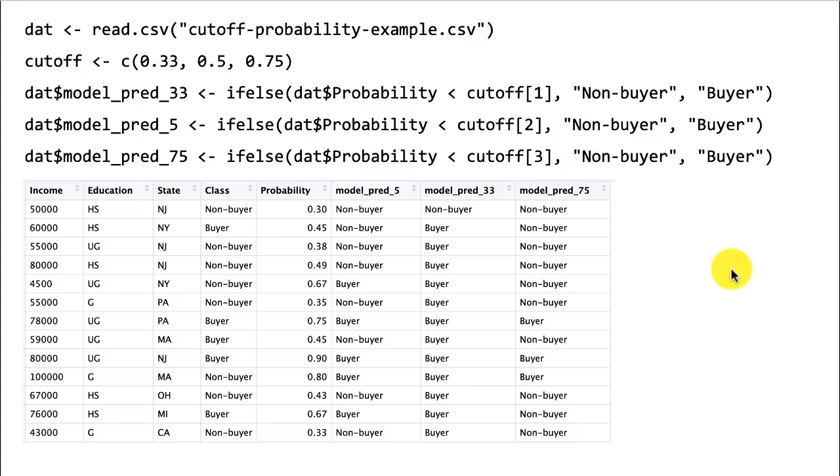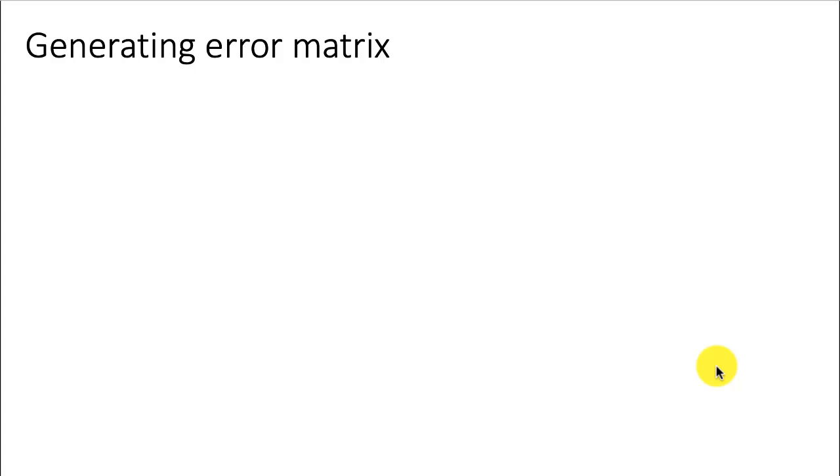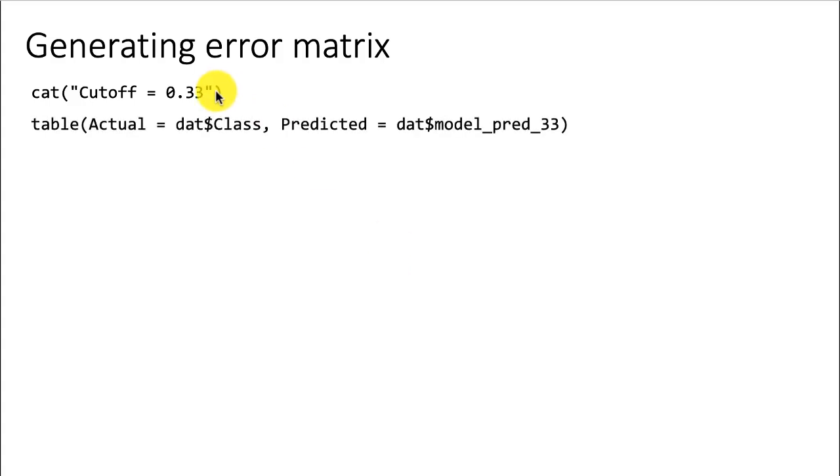Now that we have generated the predictions for 3 different cutoff values, and we could have done it for many more cutoff values actually, let's try and generate the error matrix for each of those cases. So let's see how we can use R to generate the error matrix. I'm just saying cat cutoff equals 0.33. Cat is just a way to print something on the console, right? An error matrix is going to come up later. We just want to know what the error matrix corresponds to. So I just say cat cutoff equals 0.33. That just prints cutoff equals 0.33 on the screen.